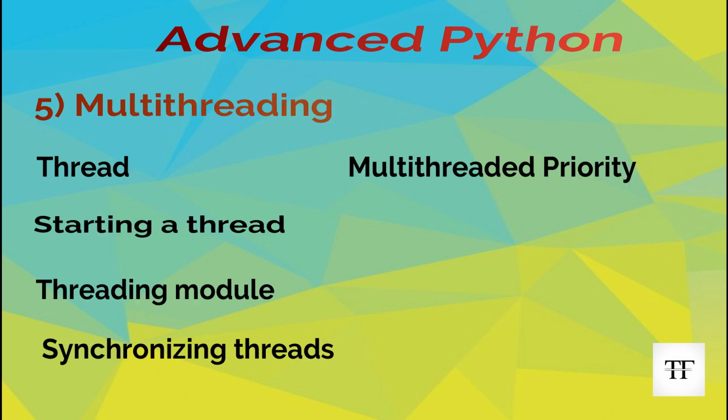Then we have multi-threading. Usually these are used in games and cloud computing, when I want two processes to happen at the same time, so I can use multi-threading to do so. We will see what a thread is. Then we'll see the threading model, synchronization of threads, and multi-threading priority. So all of this we will be seeing.